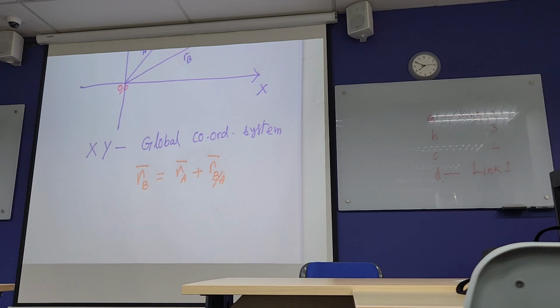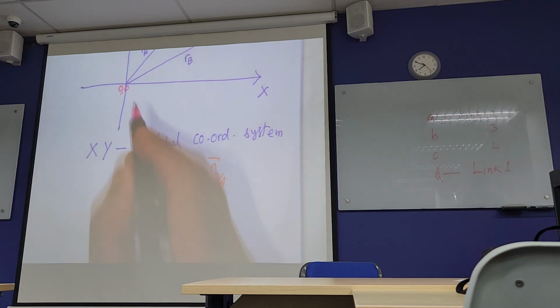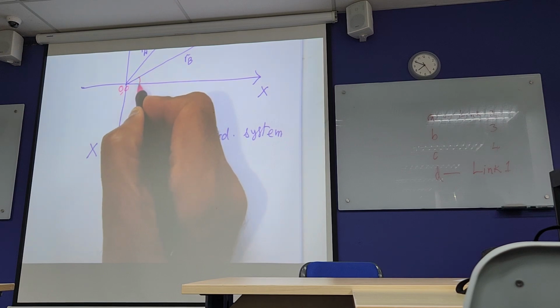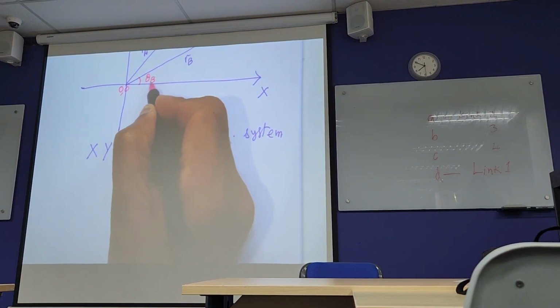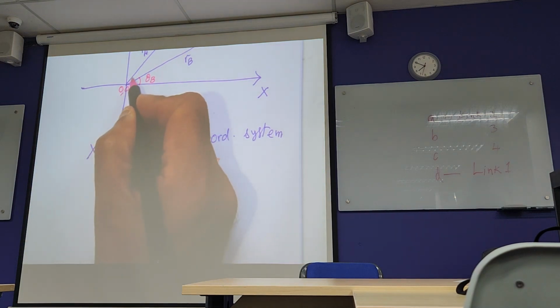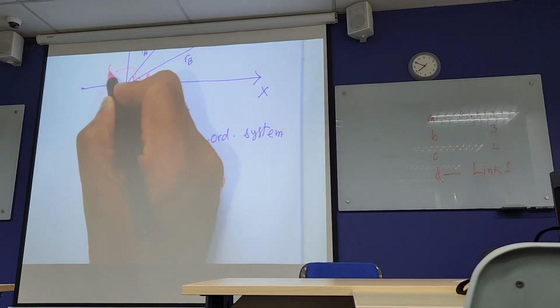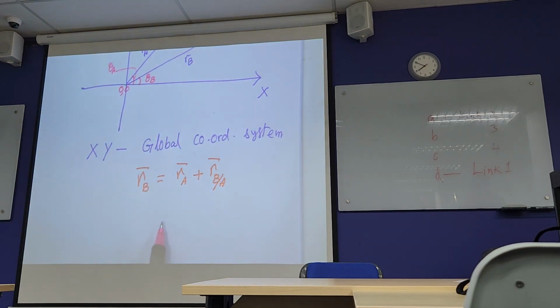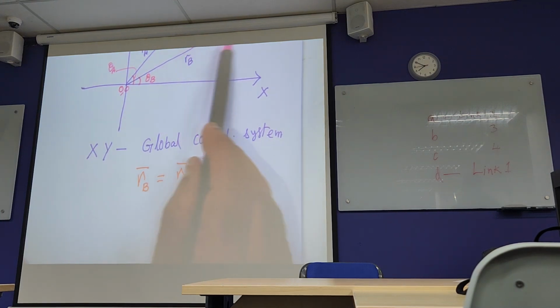Now, when I want to know the orientations of this, I can say the orientation of point B, I can call it theta B. I can consider this as theta A. So now, how to find the orientation of B to A?